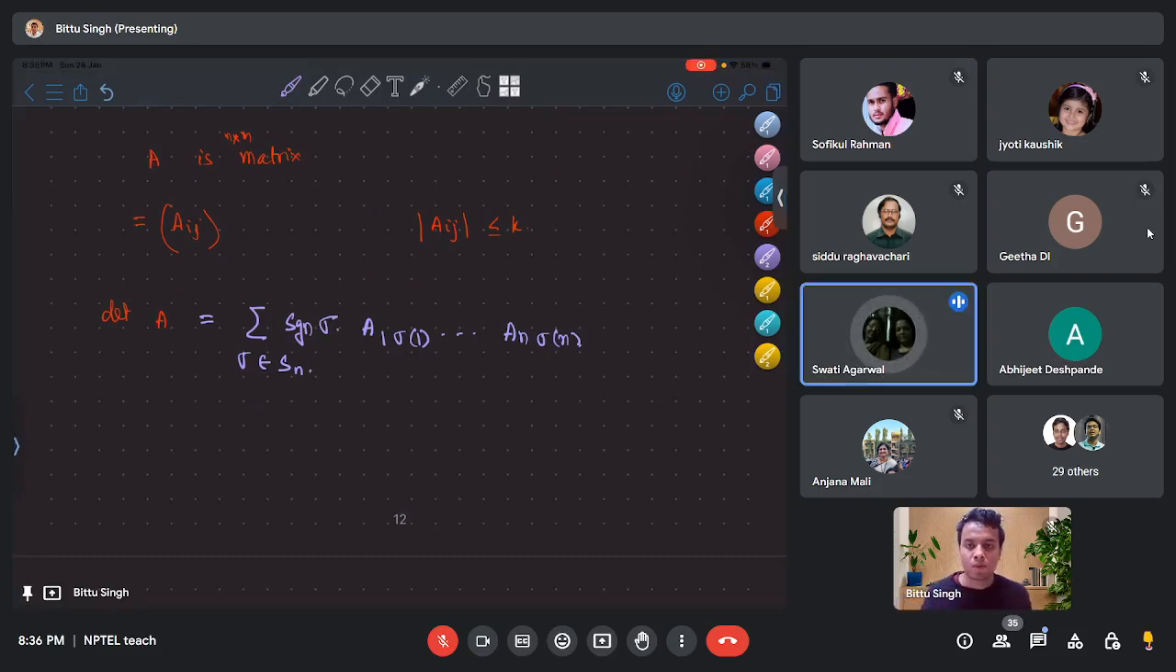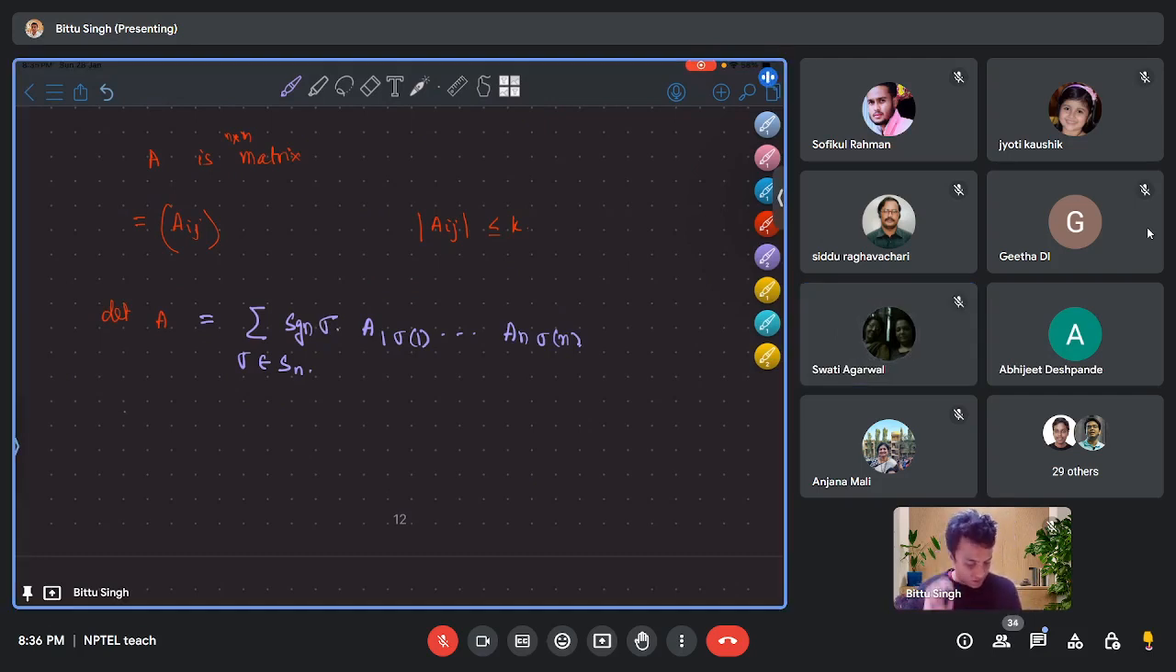What is this notation? I'm not aware of this. Okay. So what is sigma? Sigma is a permutation. Permutation means, for example, you can write 1, 2 up to n. This is a permutation. Permutation means it is a map from n objects to n objects. Permutation means bijection from n objects to n objects.